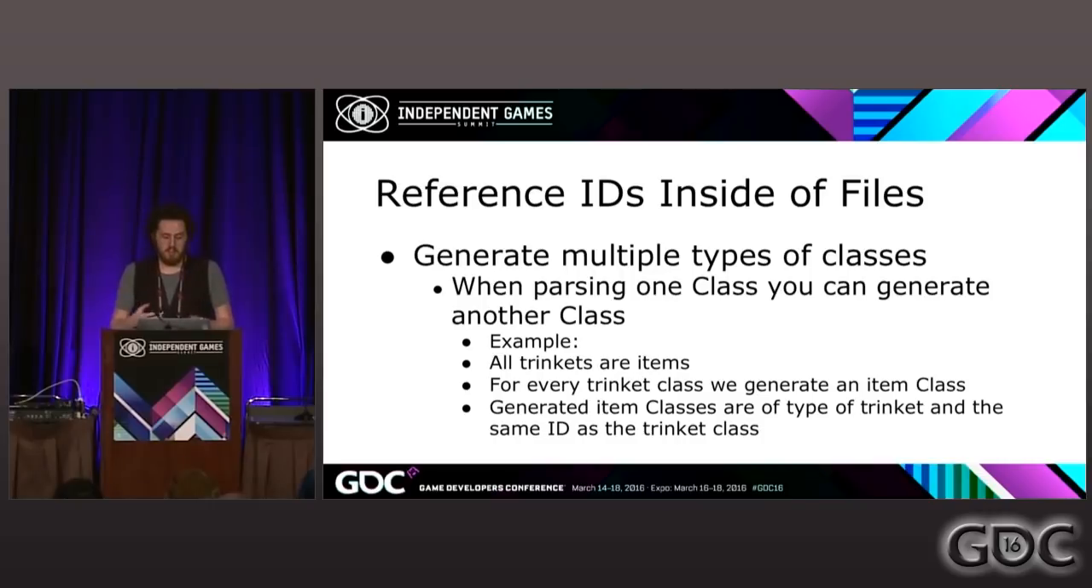Another useful thing when dealing with IDs, you can generate the types of classes while parsing different types of classes. So as an example, all the trinkets in Darkest Dungeon are items. So whenever we parse a trinket class, which we have hundreds of, we'd automatically generate all the data that would be consistent for the item portion of the logic.